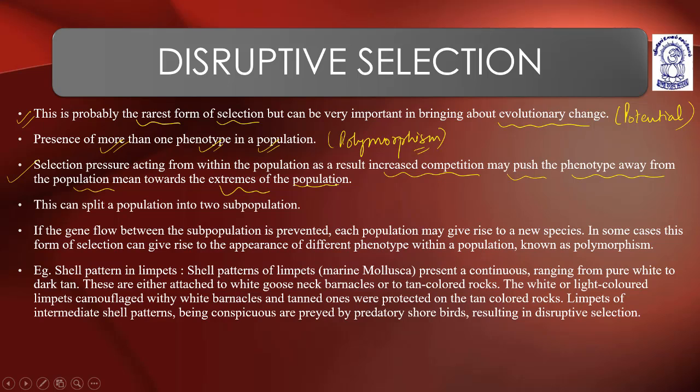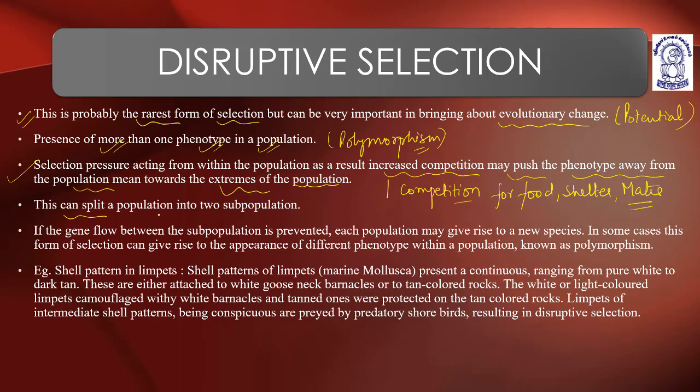The disruptive selection basically says that because of selection pressure, because of competition for food, shelter, and reproductive mates, they are going to change their phenotypes, they are going to change their characters, and that is why they become different from the average population, and they shift towards the extremes of the population.